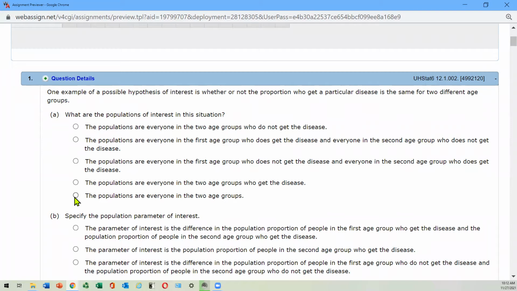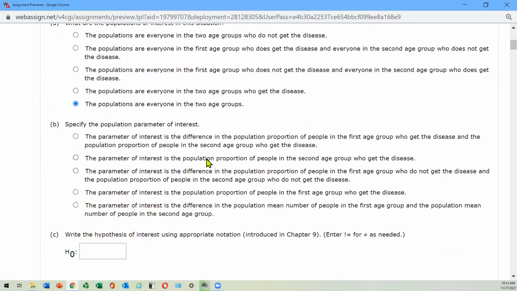So it's that one. Now, once we know who each age group is, let's say it's 30 to 40s and 60 to 70s, then we would look at what proportion in each group got the disease. The parameter of interest is going to be the difference between the proportion in the first group who get it and the second group who get it.